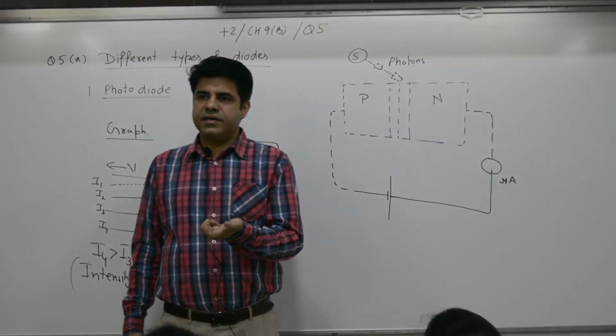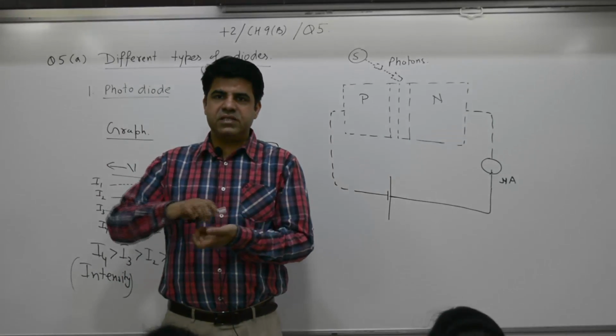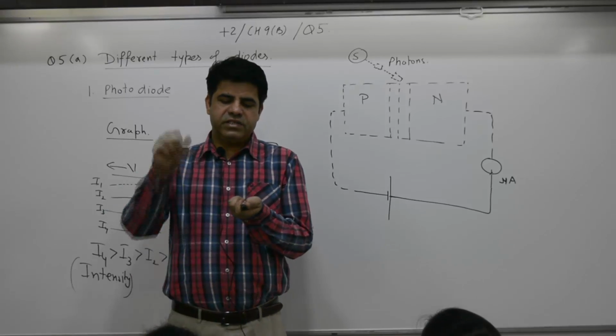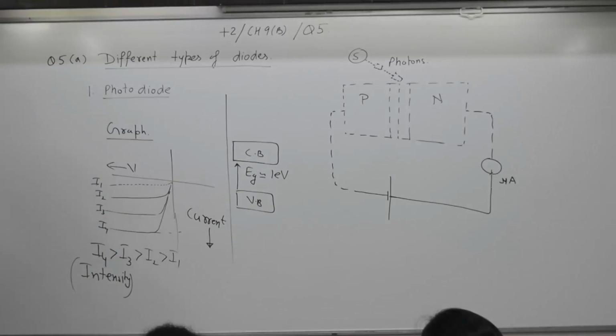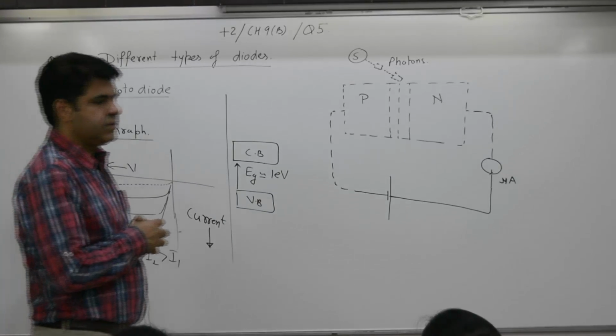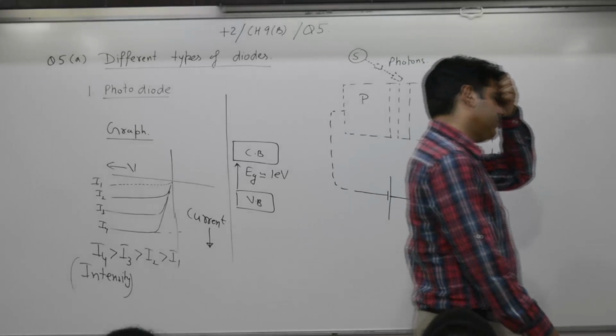So how will the umpire check? He will place the lux meter like this and check. If intensity is more, the current will also be more. Time with you is 3 minutes. 3 minutes to write.